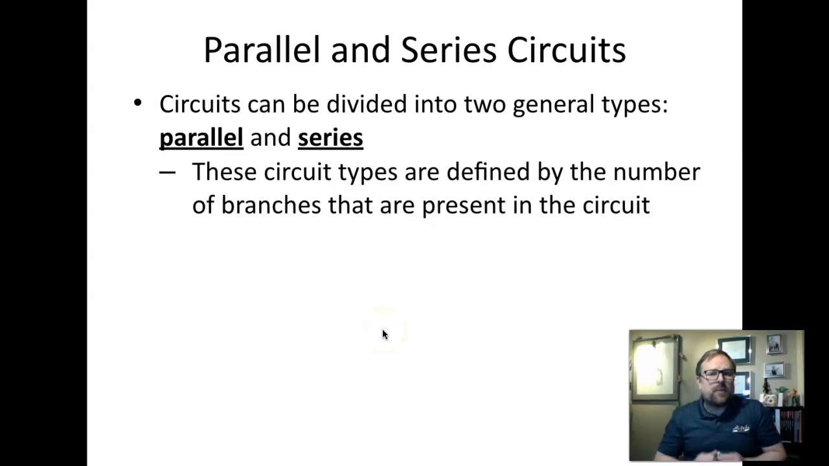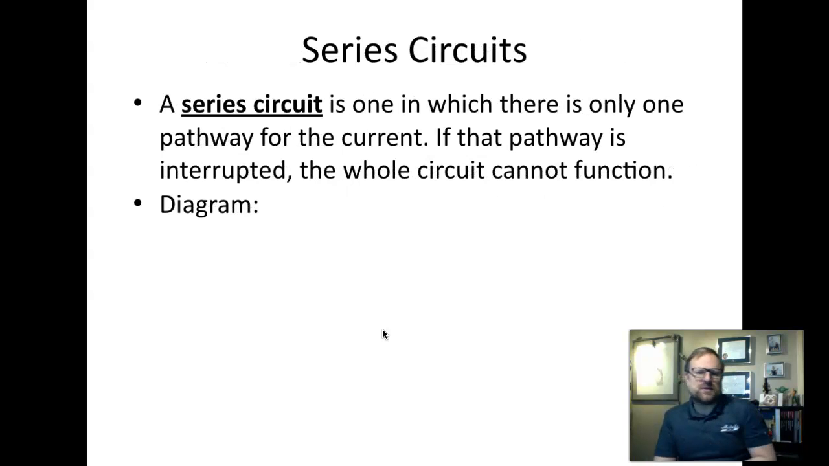I'm going to wrap up this with talking about parallel and series circuits. Okay, there are two kinds of circuits that we deal with, parallel and series, and each is defined by the number of branches that are present in the circuit, and each has its own advantages and disadvantages. A series circuit is one in which there is only one pathway for the current. And if that pathway is interrupted, the whole circuit cannot function.